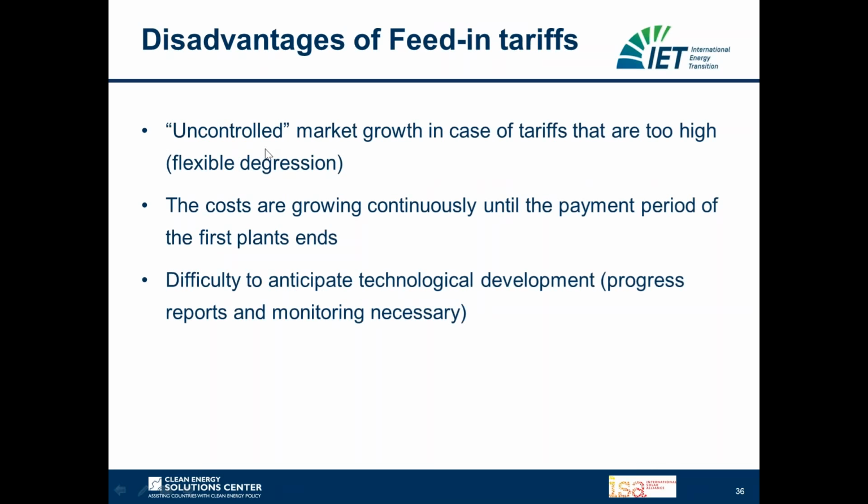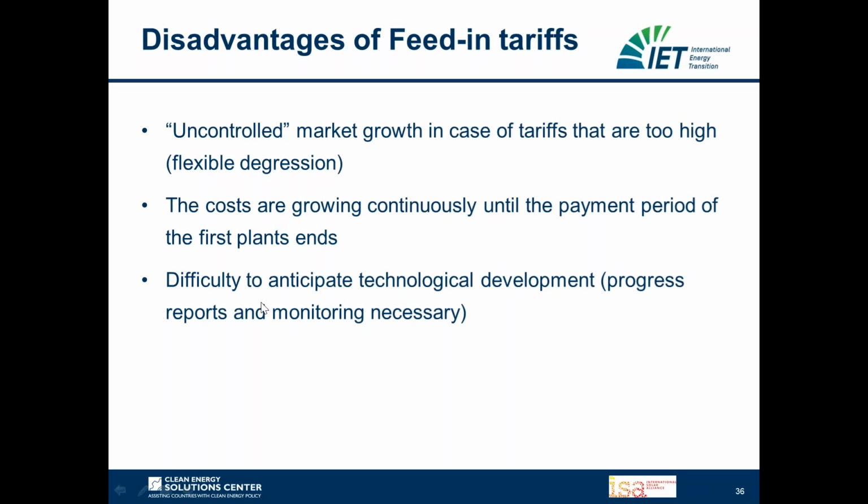The major disadvantage, already mentioned before as well, is the uncontrolled market growth in case you don't have any caps or any type of digression schedule in place. It might also add a burden on your electricity price. However, this is no longer really an argument because solar PV has developed into the least cost technology option in many markets around the world. So deploying more solar PV can actually help to reduce overall cost.